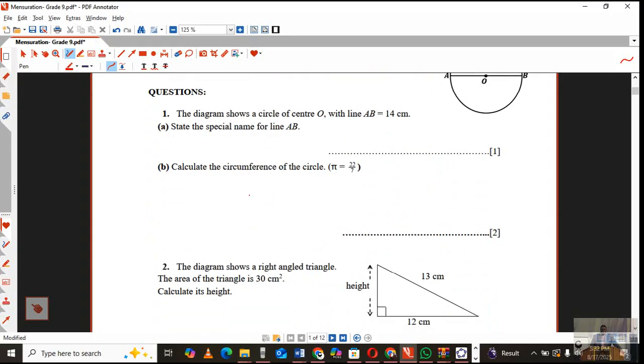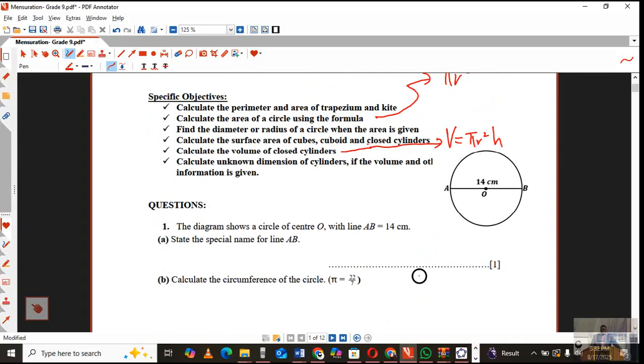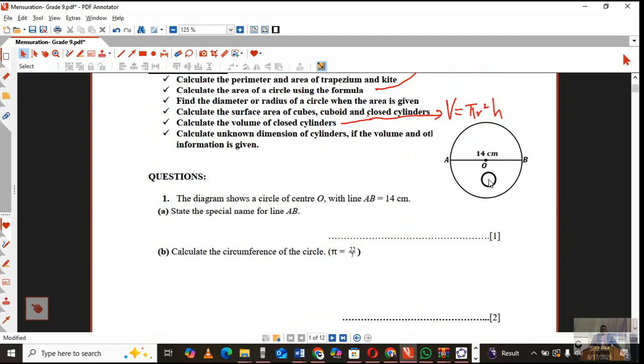So they ask you, the diagram shows a circle, as you can see here, and the radius of the circle is represented by center O. Line AB is 14 centimeters, and the question is asking you to state the special name of line AB. So of course, line AB is nothing but the diameter.